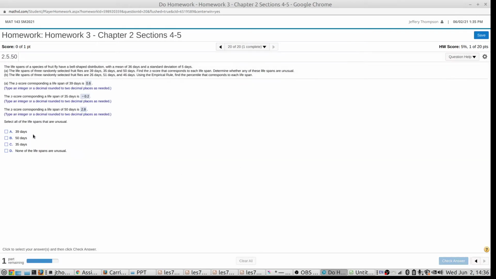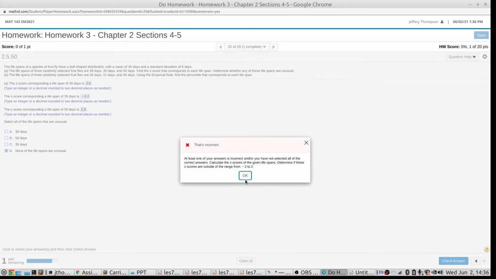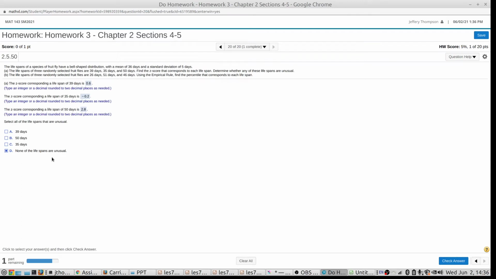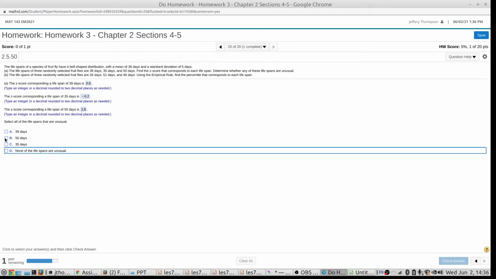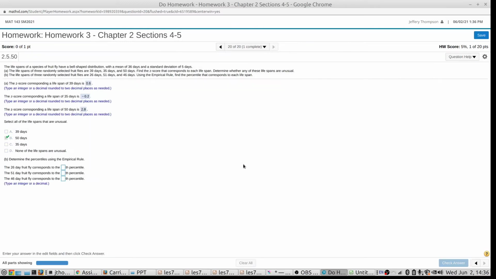And then select all of the spans that are unusual. Well, none of these are unusual. Oh, incorrect. Oh, yep. Notice unusual, not very unusual. Sorry, my bad. I was getting all excited. There were no very unusual, but the things from 2 to 3 fall in the unusual. And it's important to look at our wording.